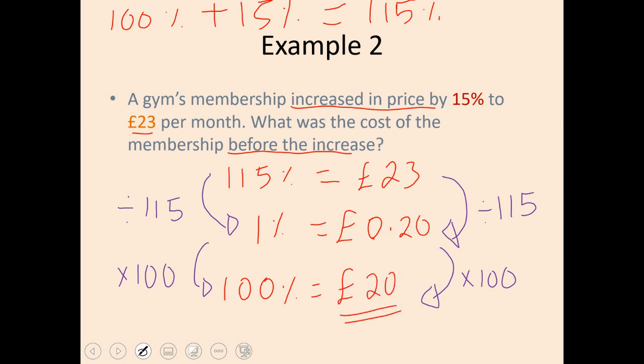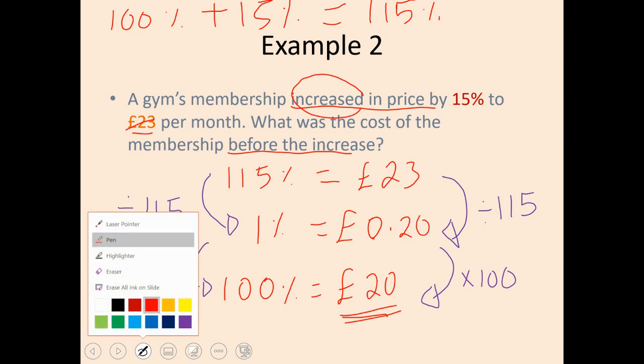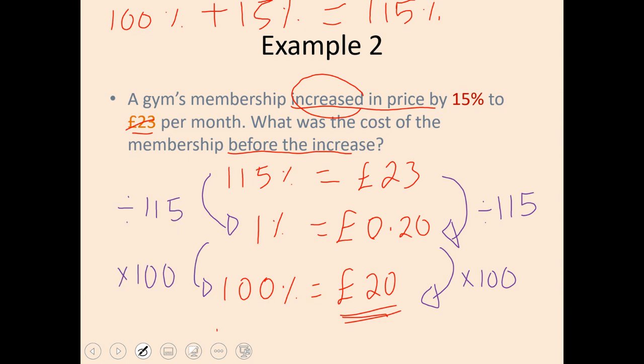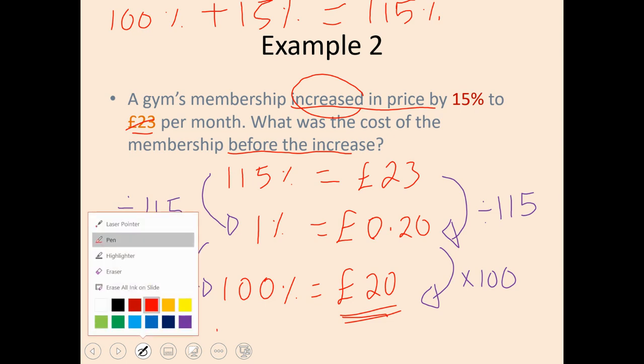Because the original cost has to be less than £23, because the gym membership increased. So if this was more than £23, then clearly you made a mistake. So this is a way of actually double checking your answer. Okay, so this is how you do it. So please check your answers, copy down this. Okay, all right.